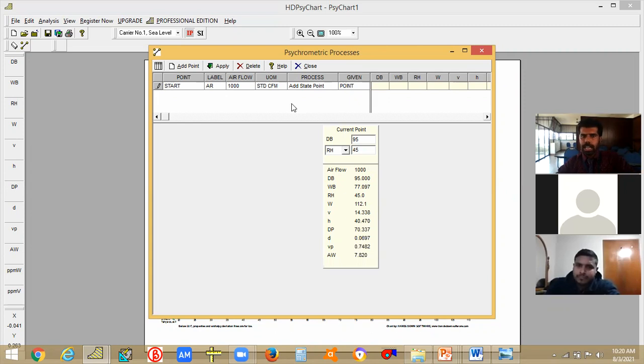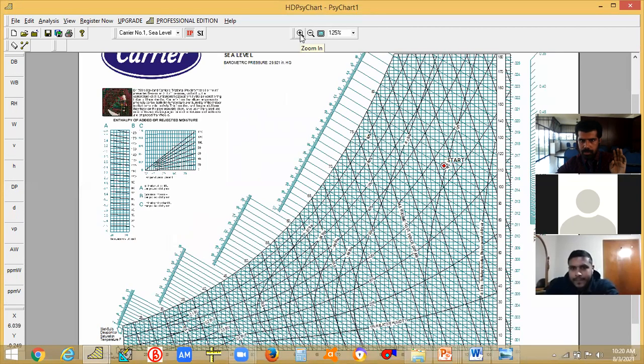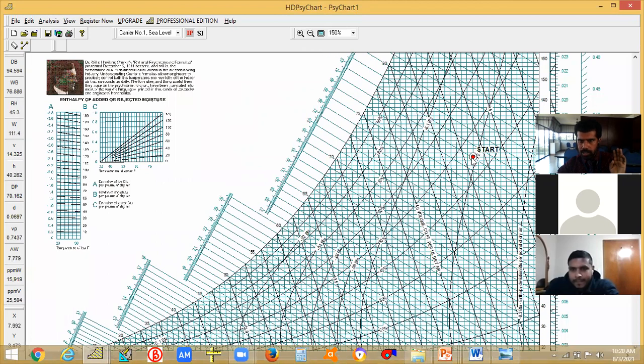Next, I am going to give apply. I need to apply and see it in my chart. So let's see what happens. I have given apply. Now you can see here. You can zoom it. See, this is the point start. I have given the name start, so automatically that start will be shown here also. Whatever name you give there, that name will be shown here.